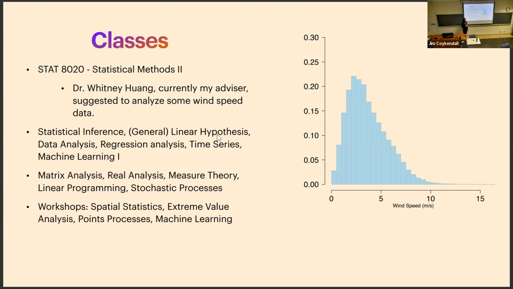A small portion of the data he gave me is plotted on this graph here. These are wind speed measurements that are measured at one location in the Netherlands. And they are measured during the month of July over the course of 10 years.